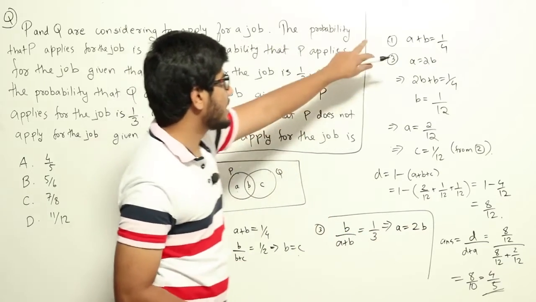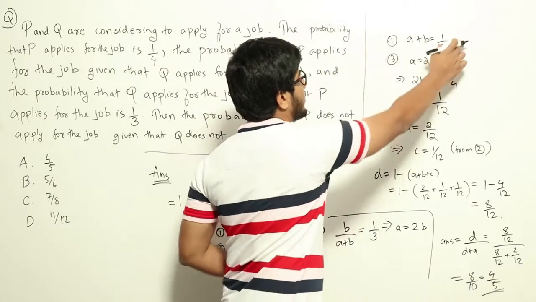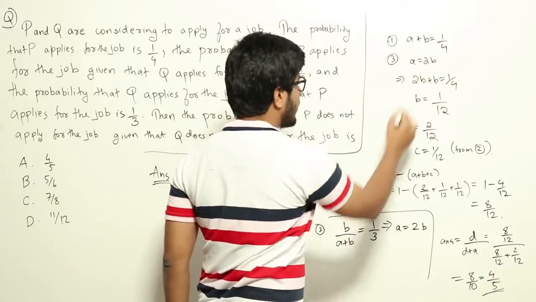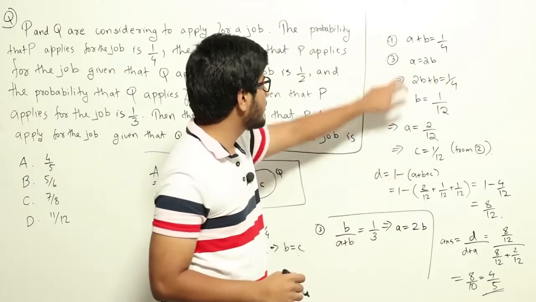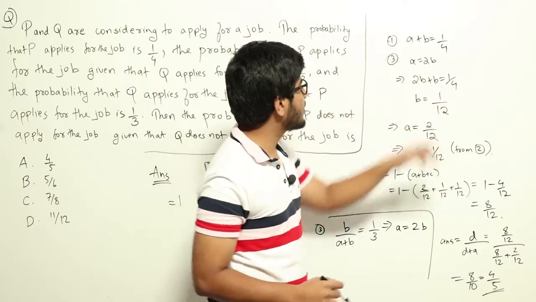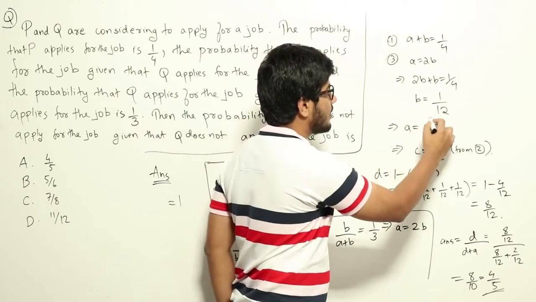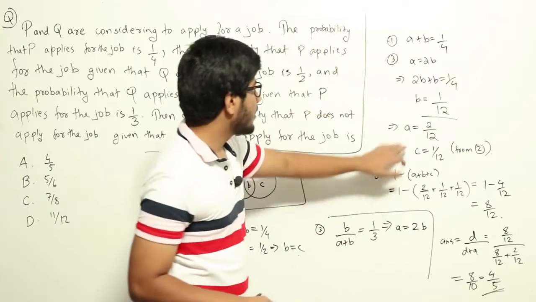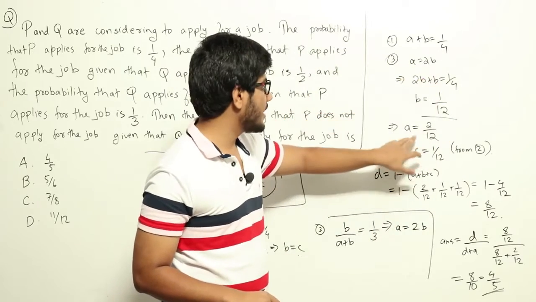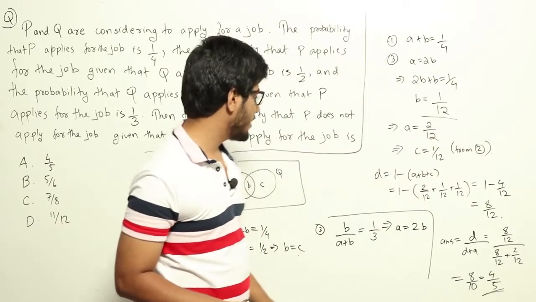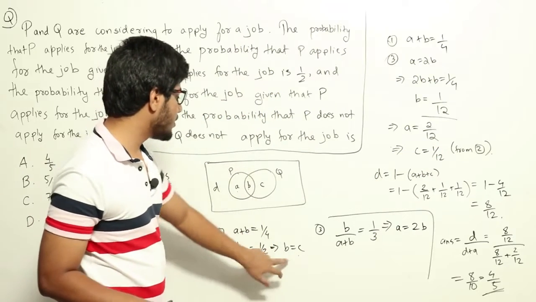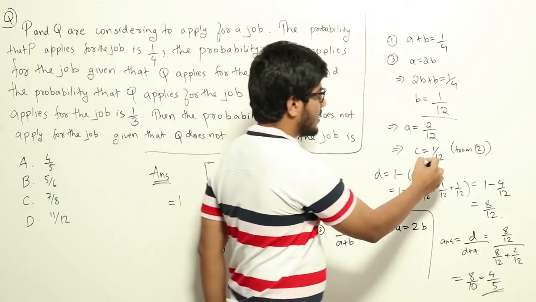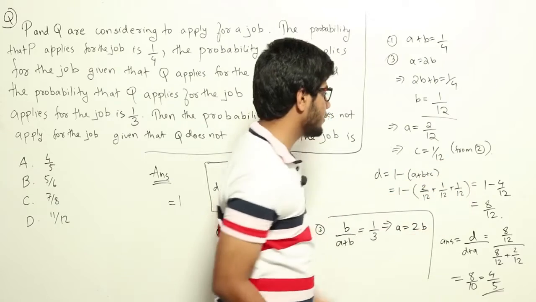So we will rewrite the conditions again. One is A plus B is 1 by 4, and from 3 we got A equal to 2B. So here we can rewrite it as 2B plus B is 1 by 4. On solving that, we will get B equals 1 by 12. Now A is 2B, so A is 2 times of this, that is 2 by 12. And in condition 2, we had got that B equal to C. So C will be 1 by 12, that we got from 2.